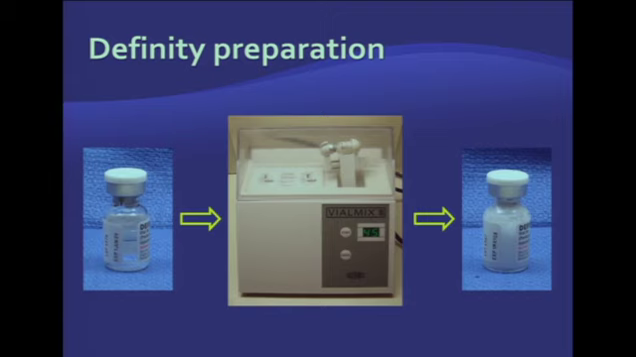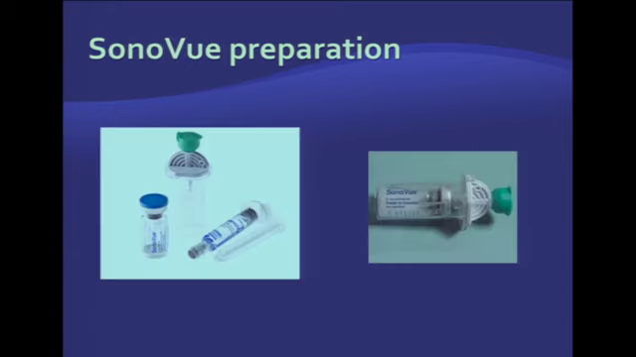Different agents are supplied differently and should be activated differently. Definity, one of the most commonly used contrast agents, is supplied as a clear liquid in a vial containing approximately 1.5 ml of contrast agent. It's activated by vigorously shaking it on a special shaker called a Vialmix for approximately 45 seconds, producing this milky substance, which is a suspension of microbubbles. This suspension is ready to inject. It's stable for approximately 5 to 6 hours and can be used throughout the normal workday.